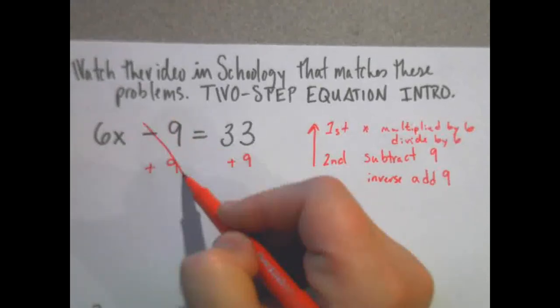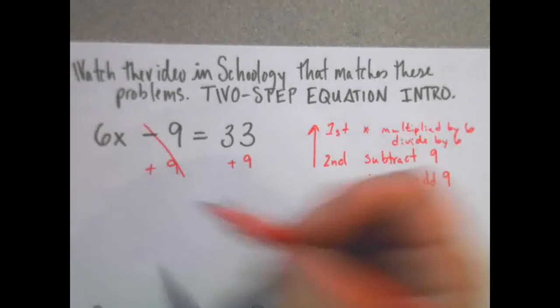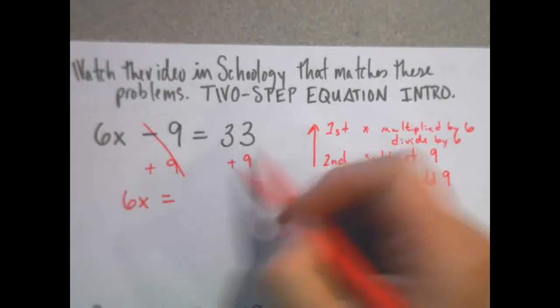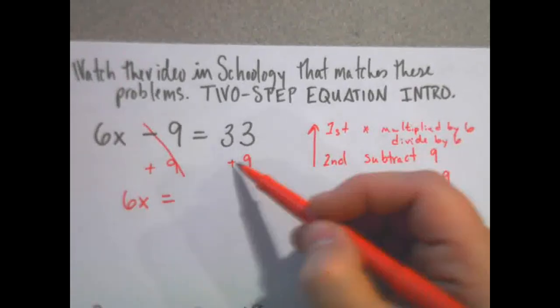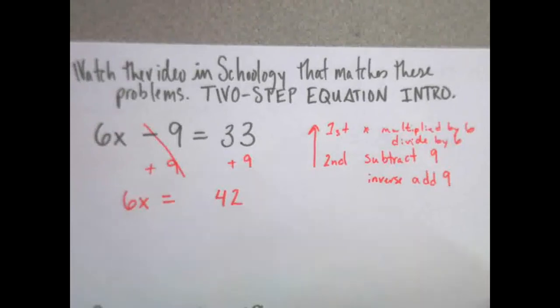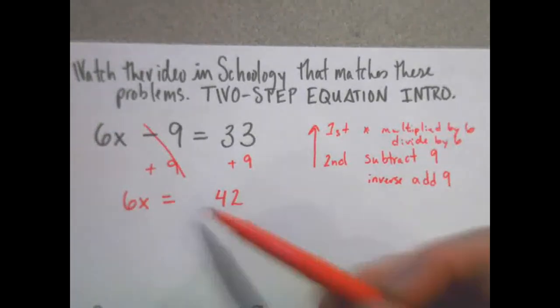These cancel each other out. Minus 9 plus 9 is 0. So this is 6x equals whatever's on this side now. So 33 plus 9 is 42. Okay, and then now I'm back to 6x, and this is just a one-step equation.